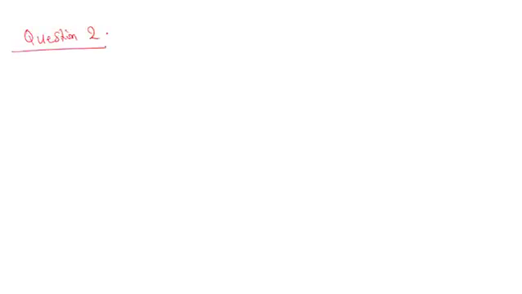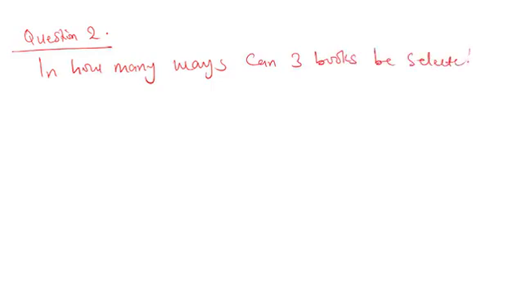Now secondly, let's go into question number 2 under combination. We now say, in how many ways can 3 books be selected from 12 books? Now you're talking about selection. In how many ways can you select 3 books from a total of 12 books?